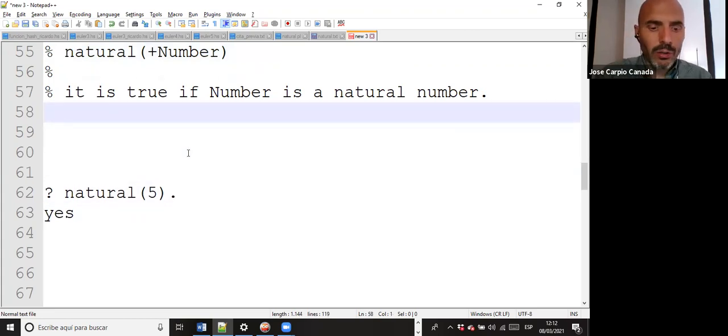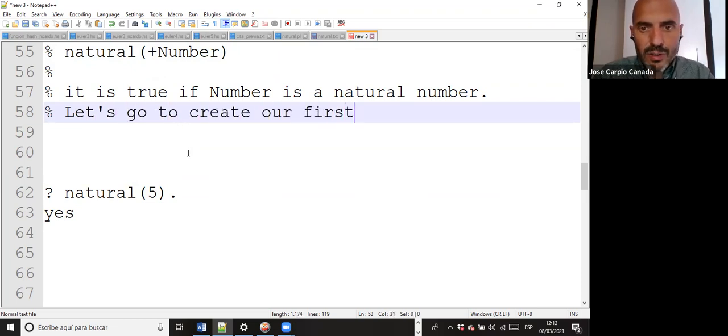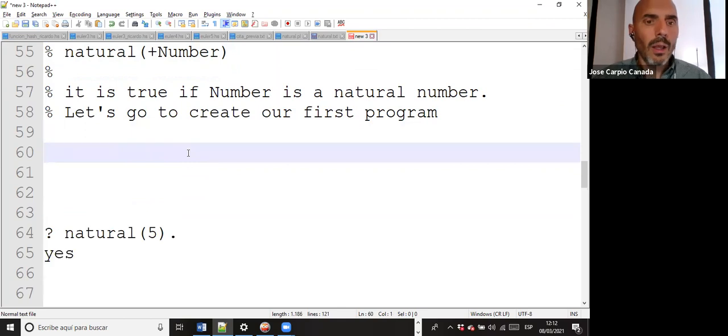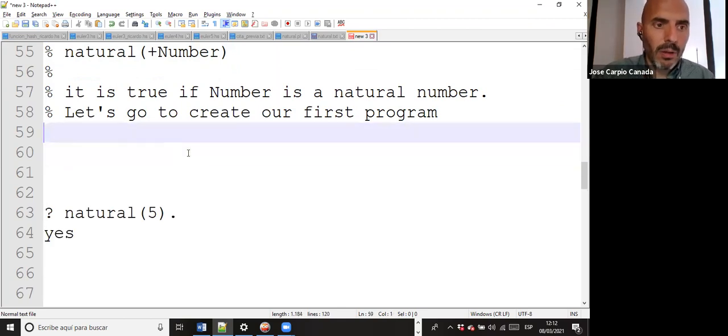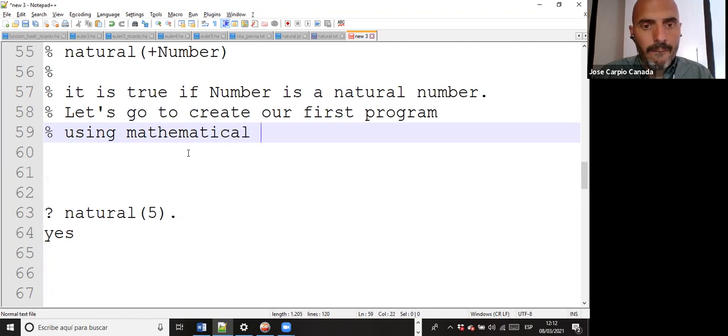Using induction, let's go create our first program in 10 minutes. Okay, using the induction principle, using mathematical induction. Okay, let's go.